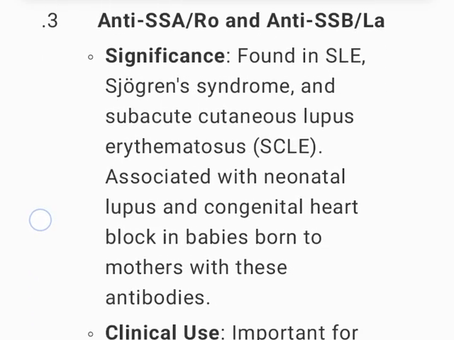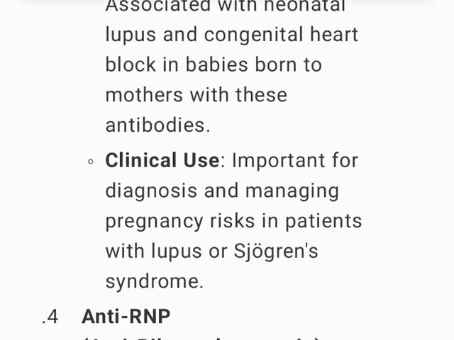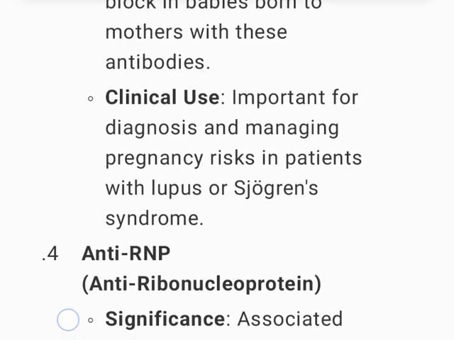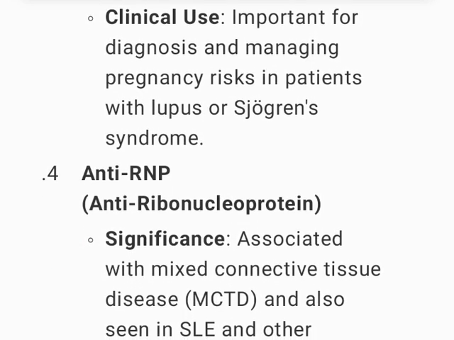3. Anti-SSA-Ro and anti-SSB-La. Significance: found in SLE, Sjogren's syndrome, and subacute cutaneous lupus erythematosus, SCLE. Associated with neonatal lupus and congenital heart block in babies born to mothers with these antibodies. Clinical use: important for diagnosis and managing pregnancy risks in patients with lupus or Sjogren's syndrome.